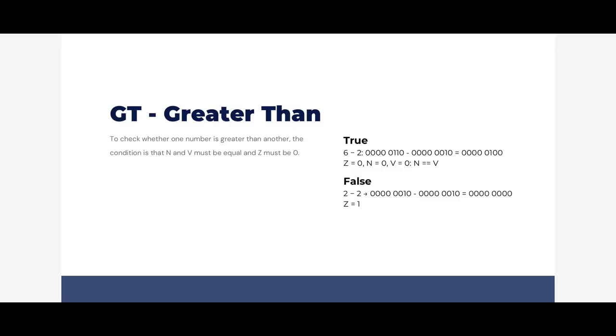In the false case, we compare the same numbers, and as a result of subtraction we get all zeros, and it makes the Z flag 1. And there is no need to check the other case, which is related to N and V, because the condition isn't already satisfied, and it's a false case for the greater than condition.